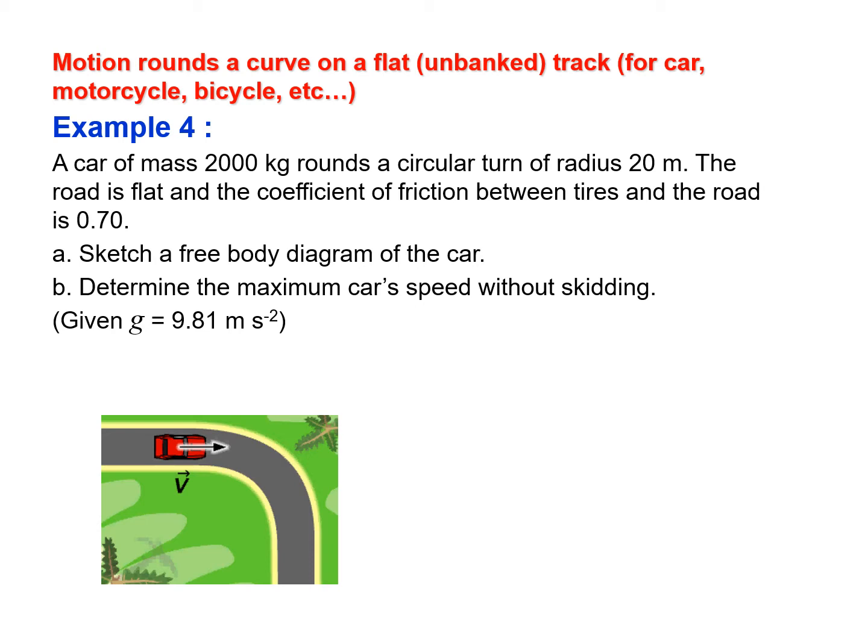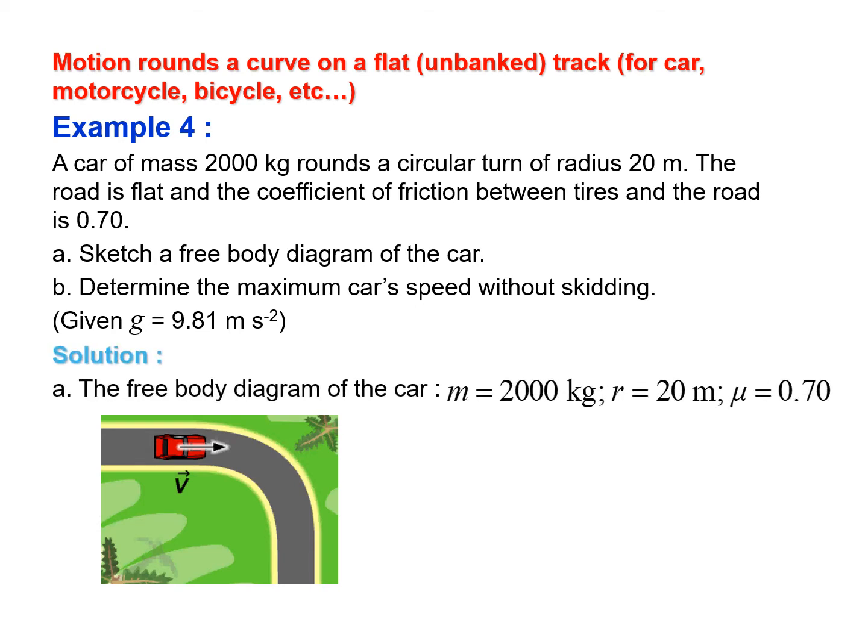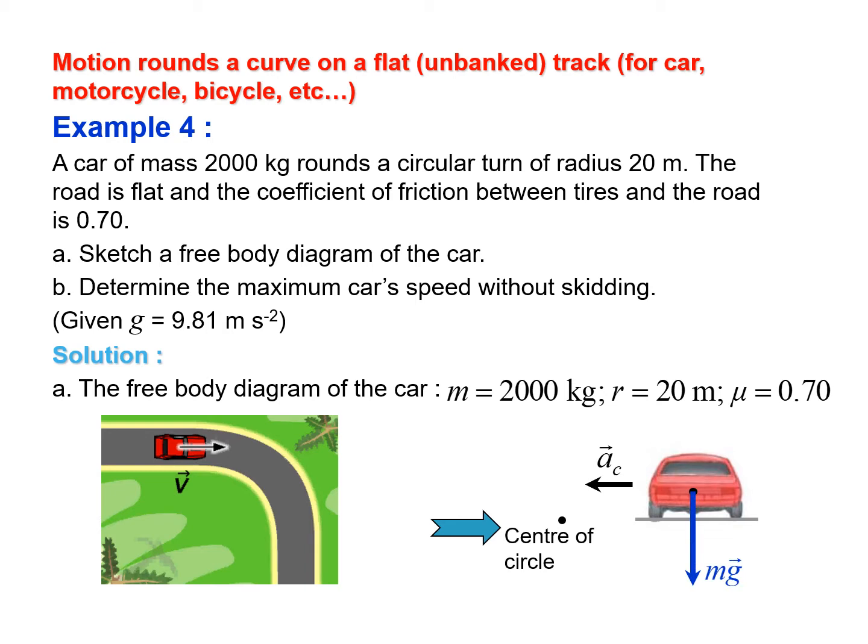The road is flat and the coefficient of friction between the tire and the road is 0.7. They want you to sketch a free body diagram of the car and then determine the maximum car speed without skidding. For the free body diagram, the centripetal force or acceleration will act toward the center of the circle. The car has mass, so we have weight acting, and then a normal force. The force holding the car without skidding is the frictional force.